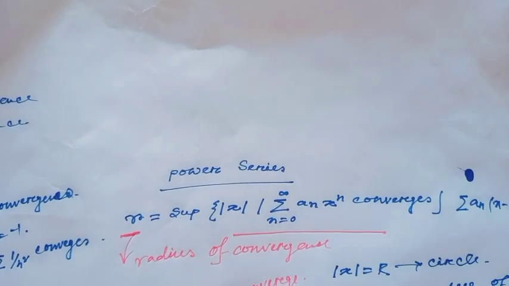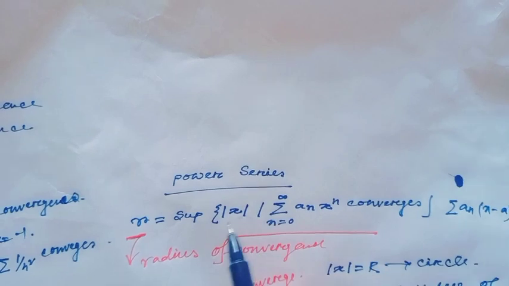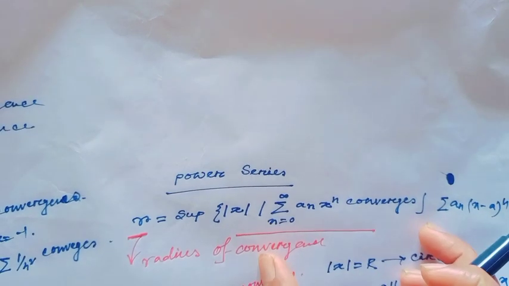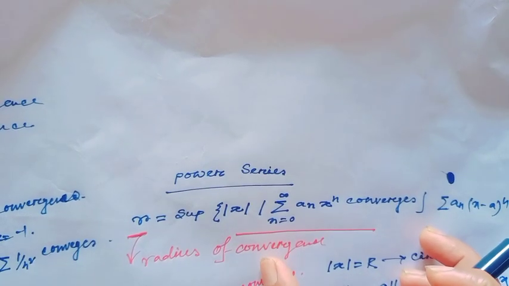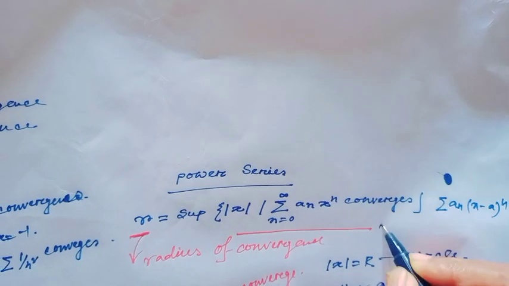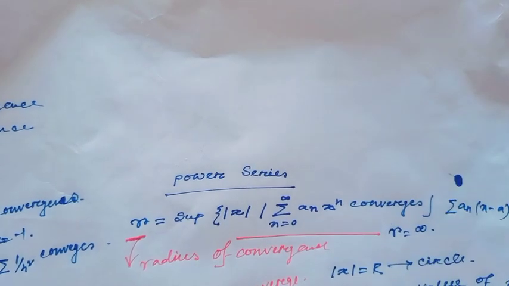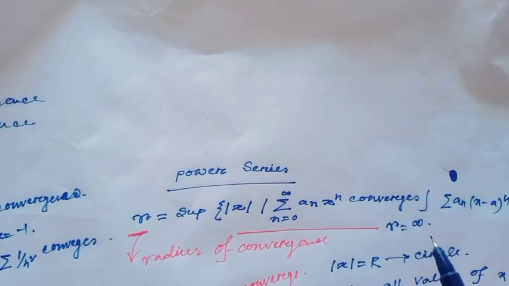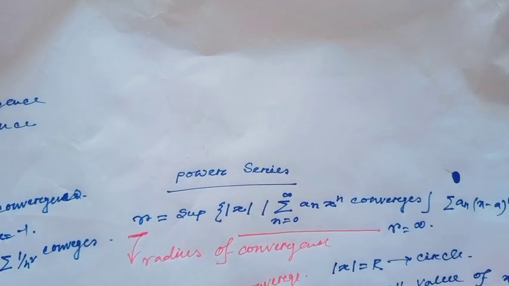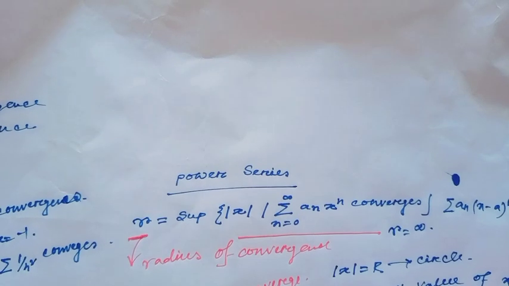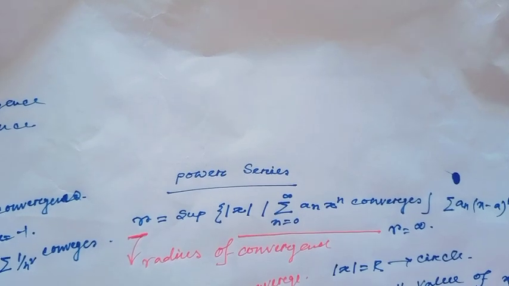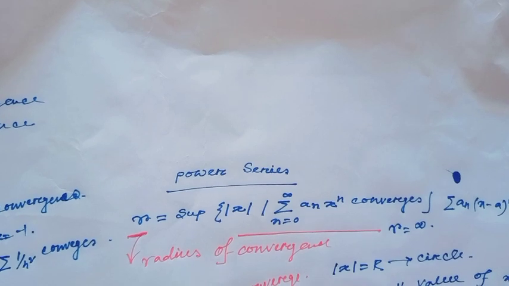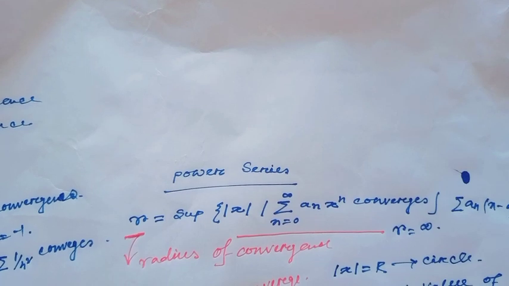Radius of convergence is the supremum of this set. If this set is unbounded, it means r equals infinity, that means the radius of convergence is infinity. And when the radius of convergence is infinity, this implies the series converges for all values of x. Let's see one example also.